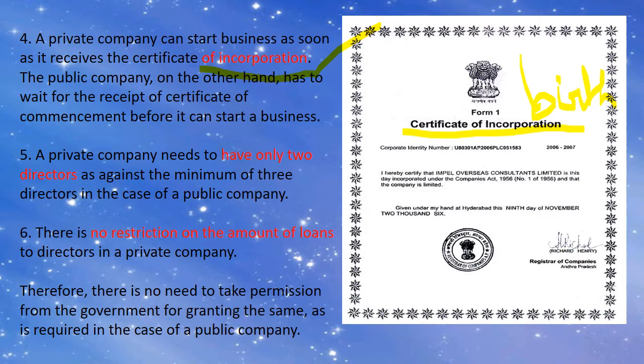And how many directors are needed for a private company? Only two directors are needed. Then there is no restriction on the amount of loan. That means if they want to take loans from any banks or anything, they can happily take loans. There is no problem, or there are no such reasons that they cannot take loans. Okay, so all these are the advantages or the privileges which have been provided by the government for private companies.